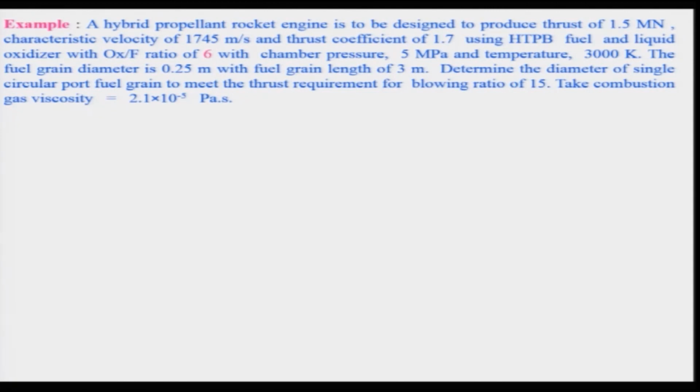The fuel grain diameter is 0.25 meter with fuel grain length of 3 meter. Determine the diameter of a single circular fuel port grain to meet the thrust requirement for a blowing ratio of 15. And we can take combustion gas viscosity as 2.1 times 10 to the power minus 5 Pascal second. This is basically a circular cylindrical port, and we know that the fuel grain diameter is given as 0.25 meter, and this is your fuel grain.